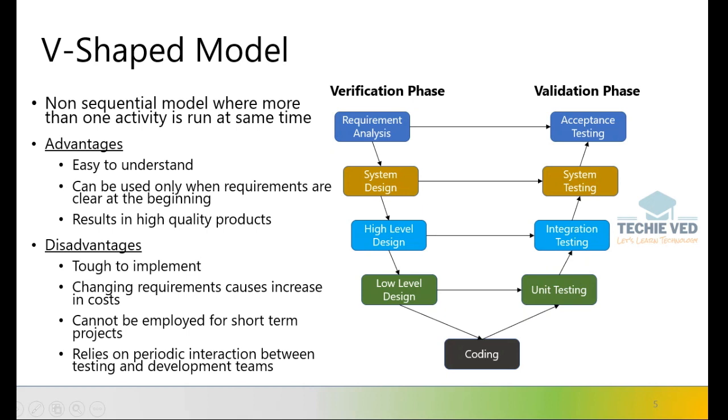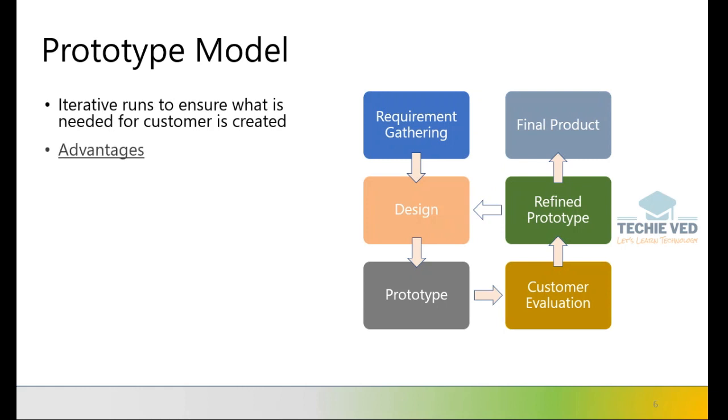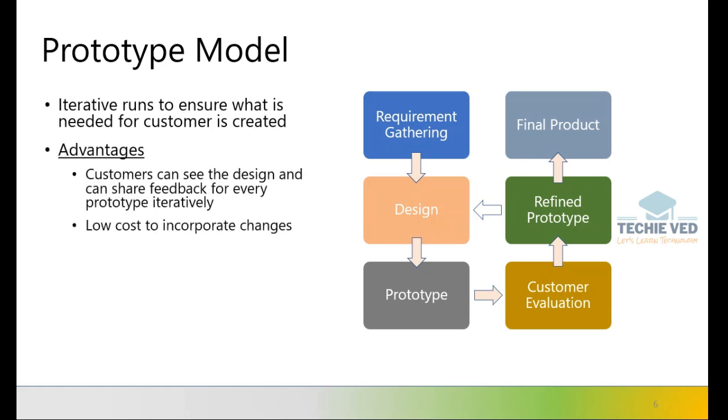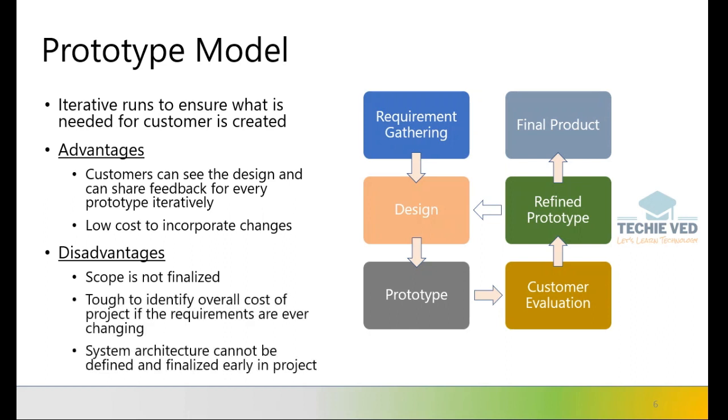Okay, so that's the V-shaped model. Let's look at the next model, that is the prototype model. So the prototype model is basically another non-sequential iterative model, which brings in the concept of prototyping. As you know, the definition of prototype is that it's not the end product itself. You are creating a mock-up of the product so that the customer understands what is coming out of it. Okay, this has an iterative run. So let me show you what happens here.